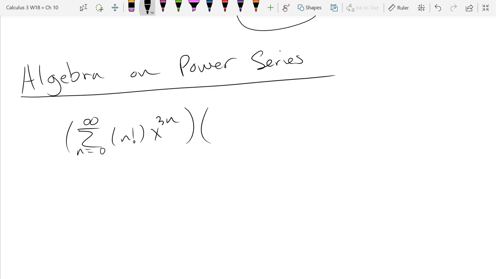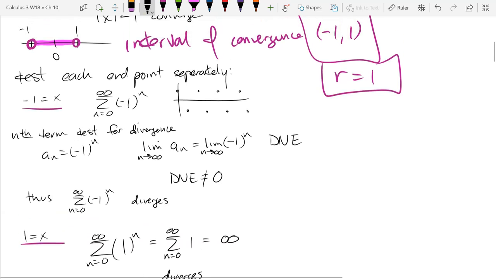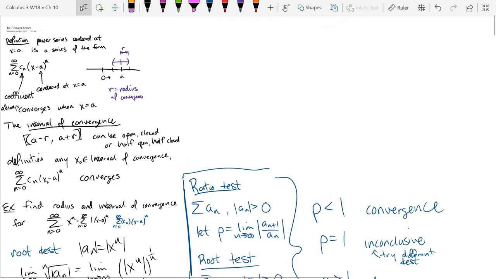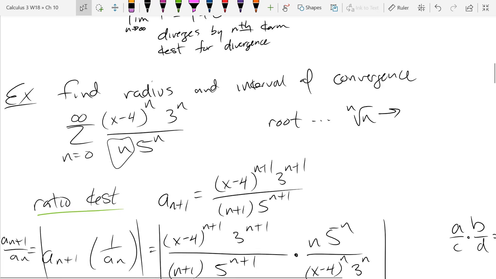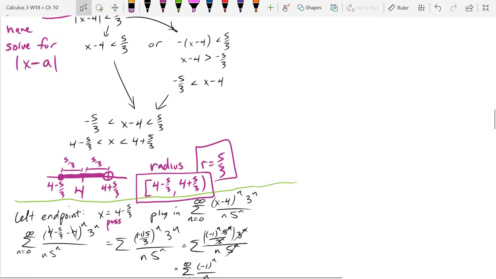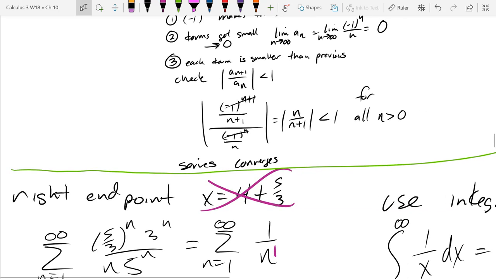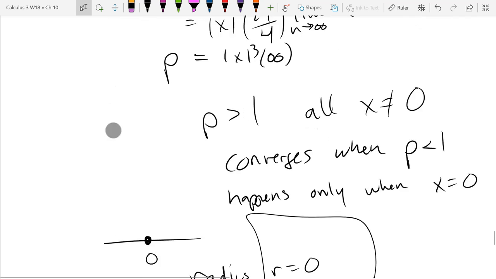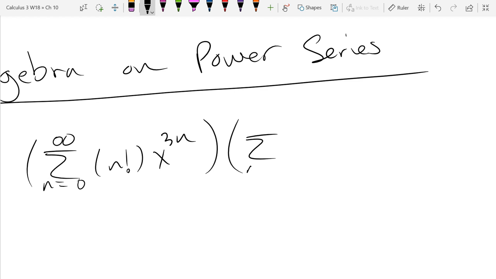And another one we did. I'm going to do a relatively simple one. We'll use that one. That example in your notes with the 3 and the 5 in it. I'm just going to write the example we did, but not just centered at 0.